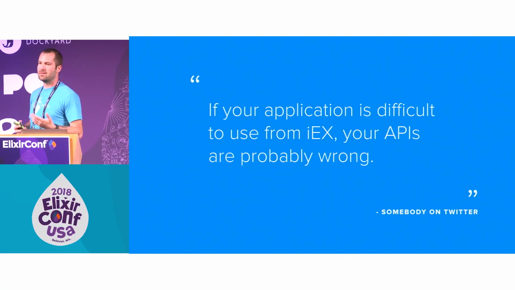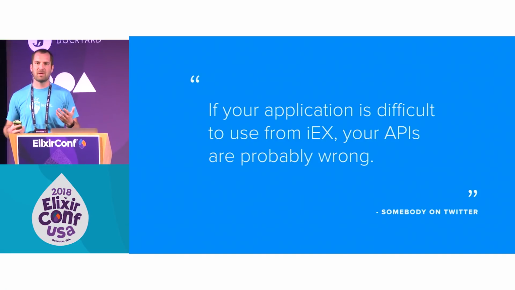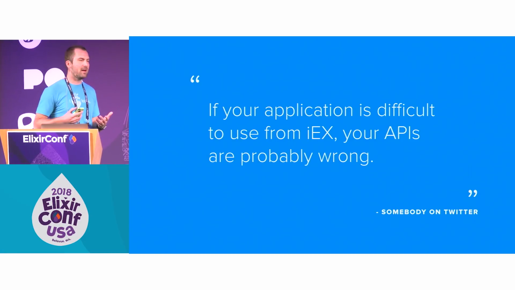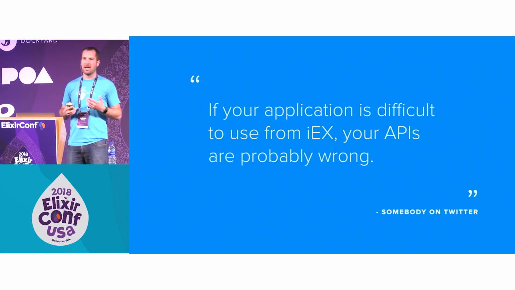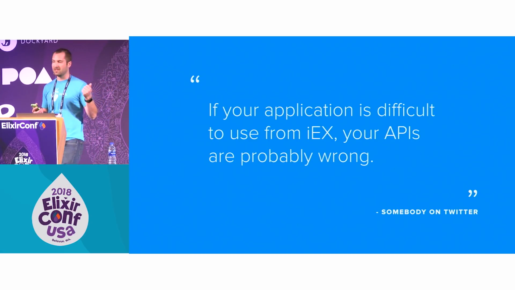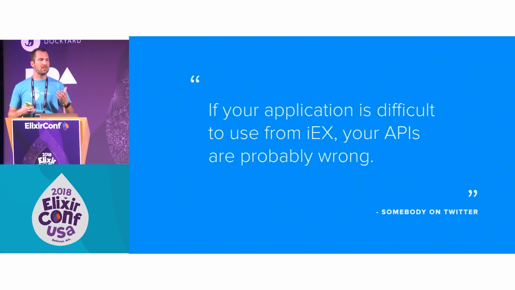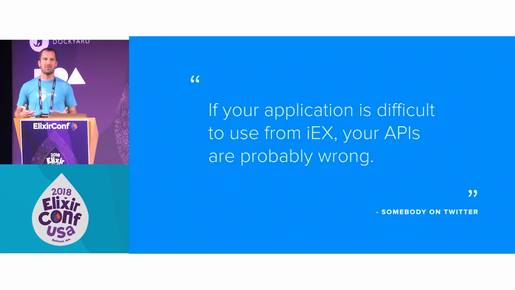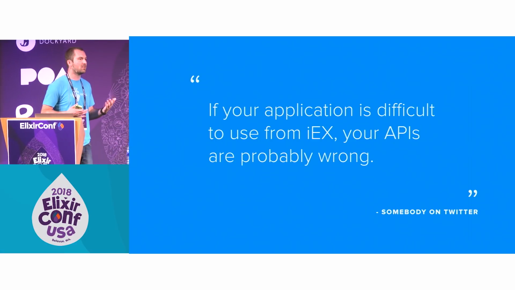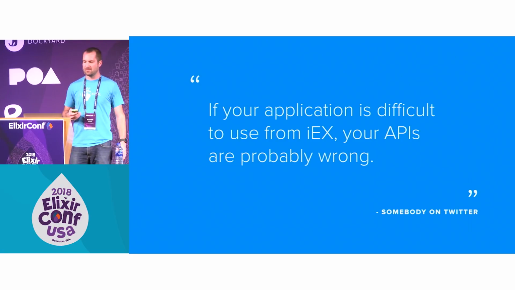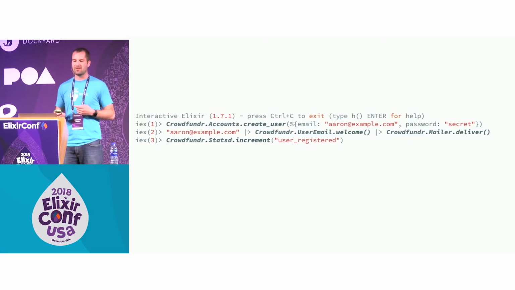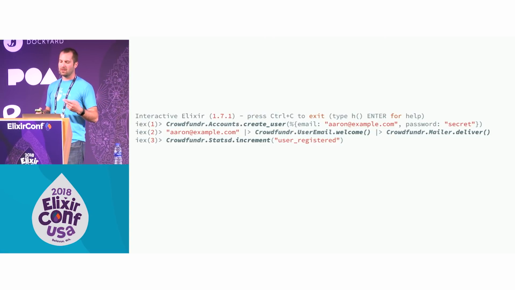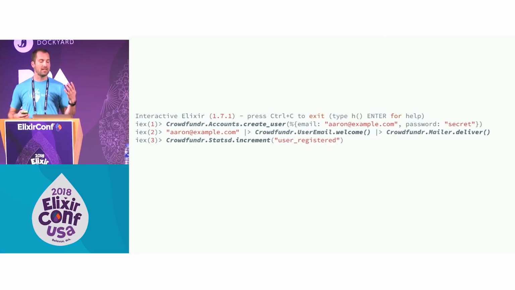And I saw this tweet on Twitter a couple years ago that really changed my perspective on things. If your application is difficult to use from IEx, your APIs are probably wrong. I don't know who said this, but I would love to give credit to whoever said this. But they're not talking about your HTTP APIs. They're talking about your code level APIs. What code do you have to call to actually register a user? Well, here it is. There's 4 modules, or 4 functions: Accounts.create_user, UserEmail.welcome, Mailer.deliver, and Statsd.increment.